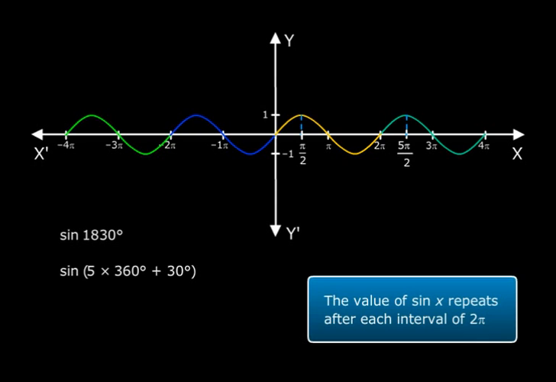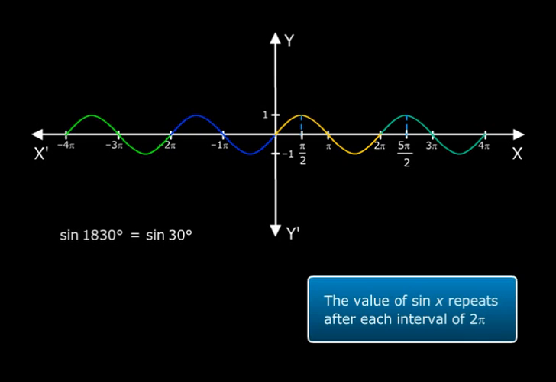And 360 degrees is nothing but 2 pi. So we can write this expression as sine of 5 into 2 pi plus 30 degrees. Now let's use the property. The value of sin x repeats after an interval of 2 pi. What does this mean? This means that sine of 5 into 2 pi plus 30 degrees is nothing but sine of 30 degrees. So we have sine of 1830 degrees equals sine 30 degrees.